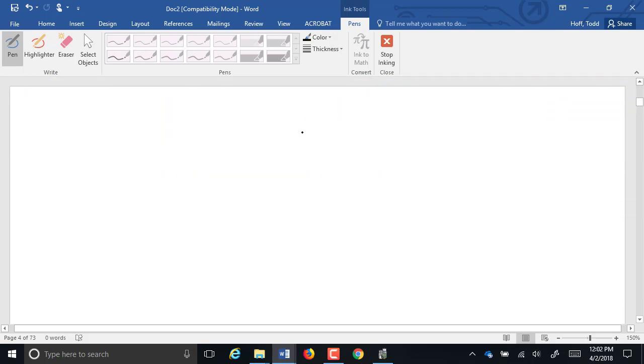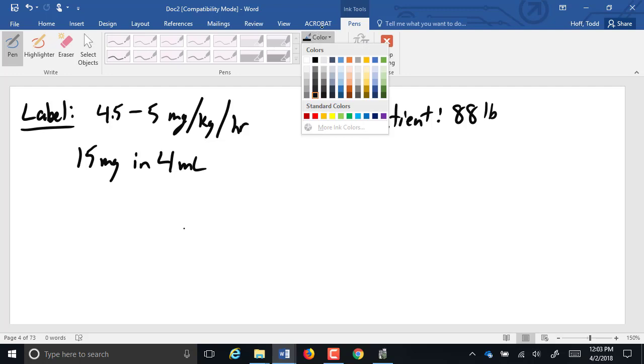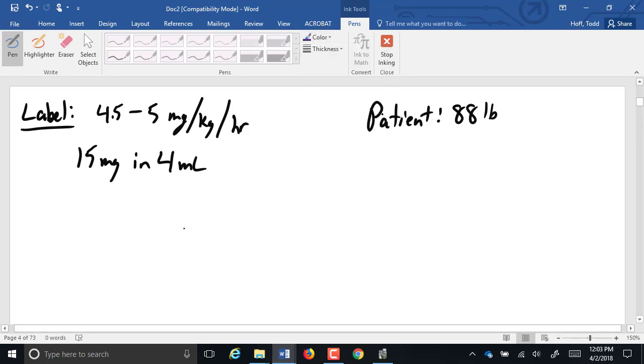I'm going to have you guys try one and see how these work for you. So let's say our label suggests that we use 4.5 to 5 milligrams per kilogram per hour. We have a patient that's 88 pounds. Also on the label, we have a concentration of 15 milligrams in 4 milliliters. So find how many milliliters we'd administer to that patient.